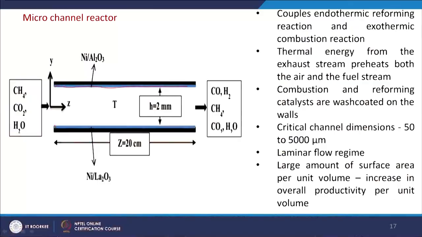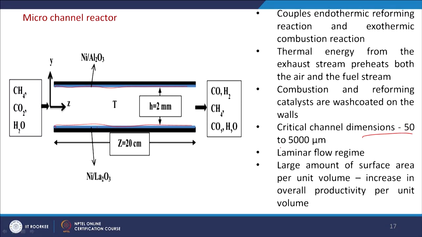So, it is almost similar to a tubular reactor, but we can reduce the diameter very, very small, and then we can coat some catalyst on the inner part of this tube. So, very small diameter and then inner side coating or wash coating of the catalyst. That will increase the performance of the reactor, and this is the microchannel reactor, and here the critical channel dimension we see is 50 to 5000 micrometer. So, we had 70 millimeter, here we are having 50 to 5000 micrometer.